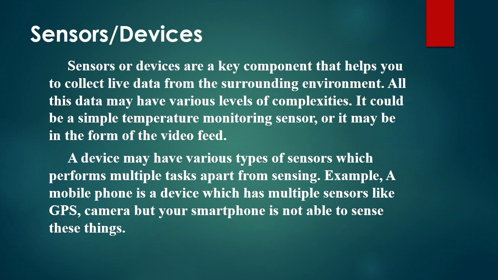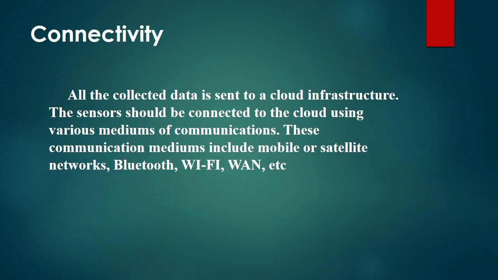Now we will see what sensors or devices do. The sensors or devices are a key component that helps you to collect live data from the surrounding environment. All this data may have various levels of complexity. It could be a simple temperature monitoring sensor, or it may be in the form of video feeds. A device may have various types of sensors which perform multiple tasks apart from sensing. For example, a mobile phone is a device which has multiple sensors like GPS and camera, but your smartphone is not able to sense these things by itself.